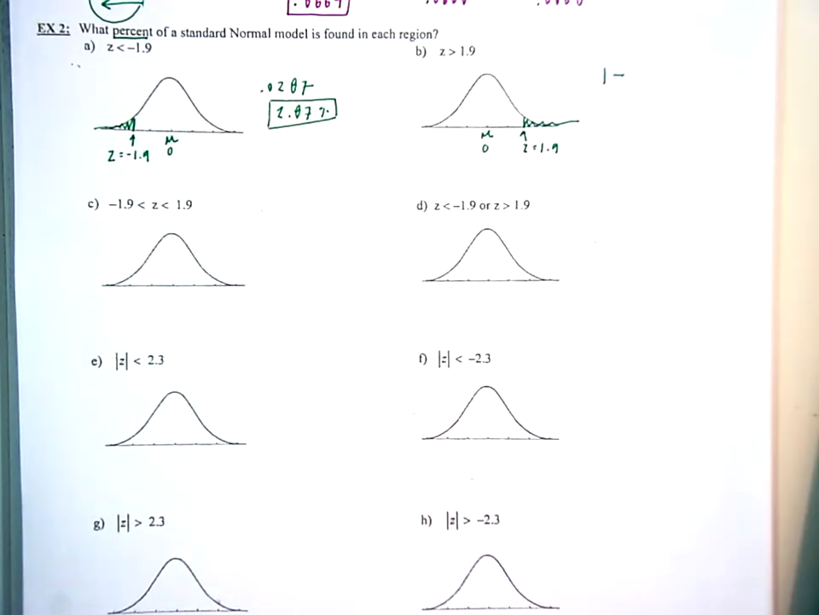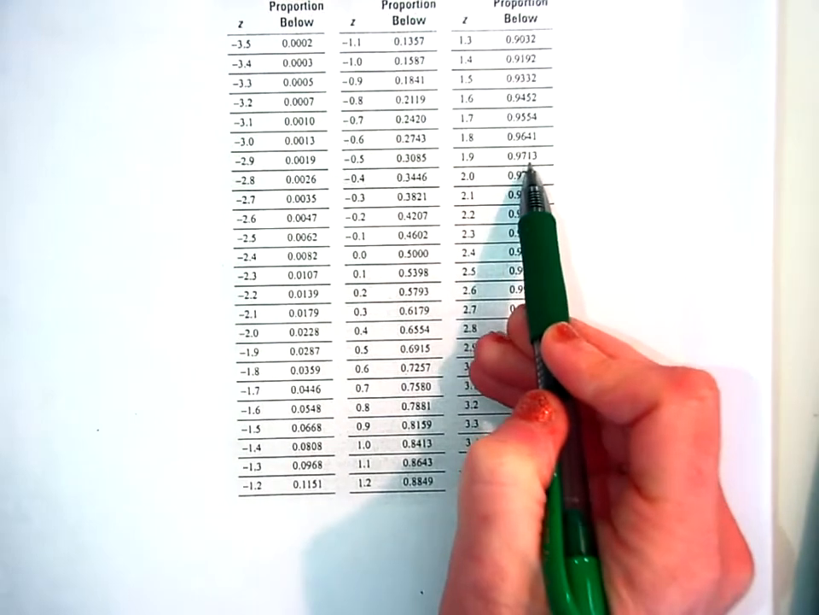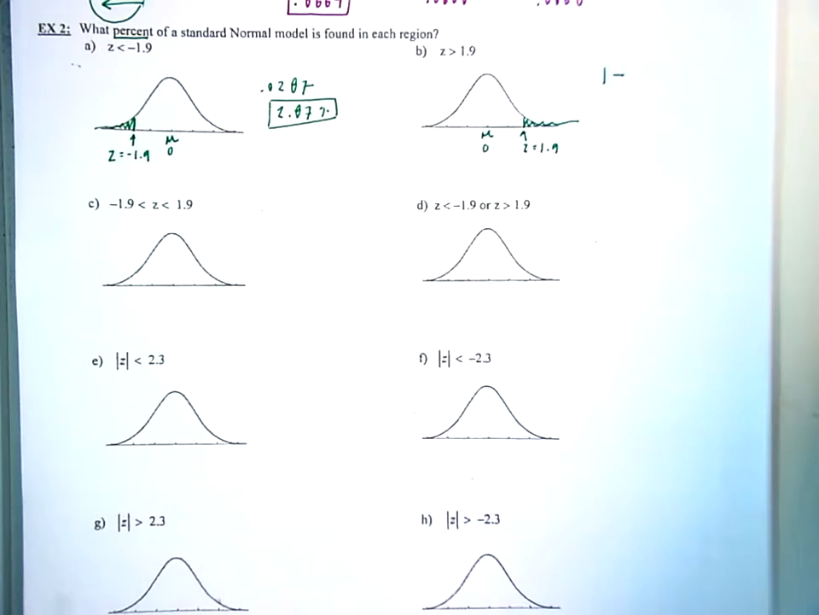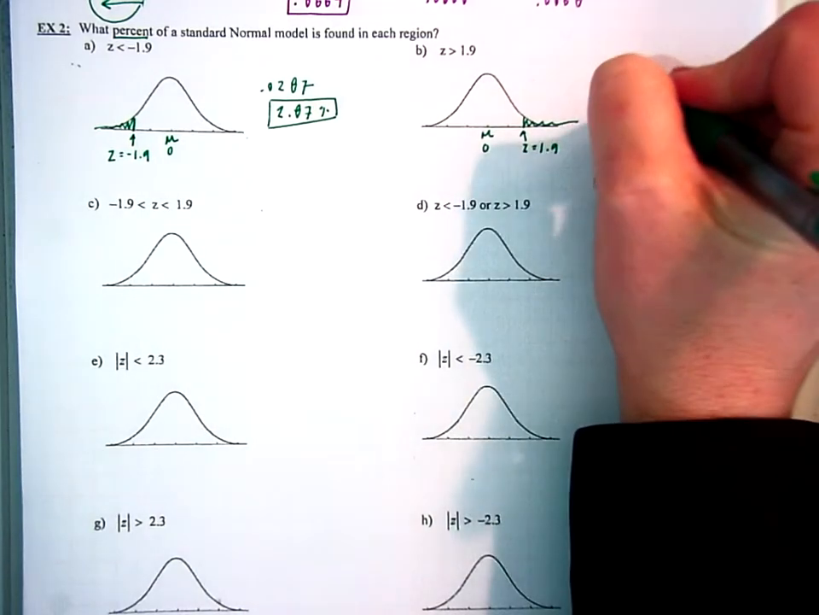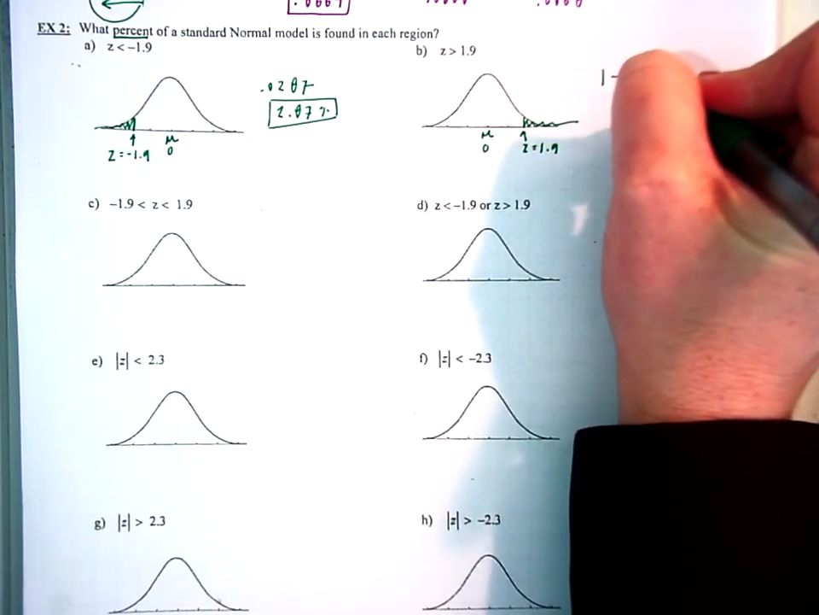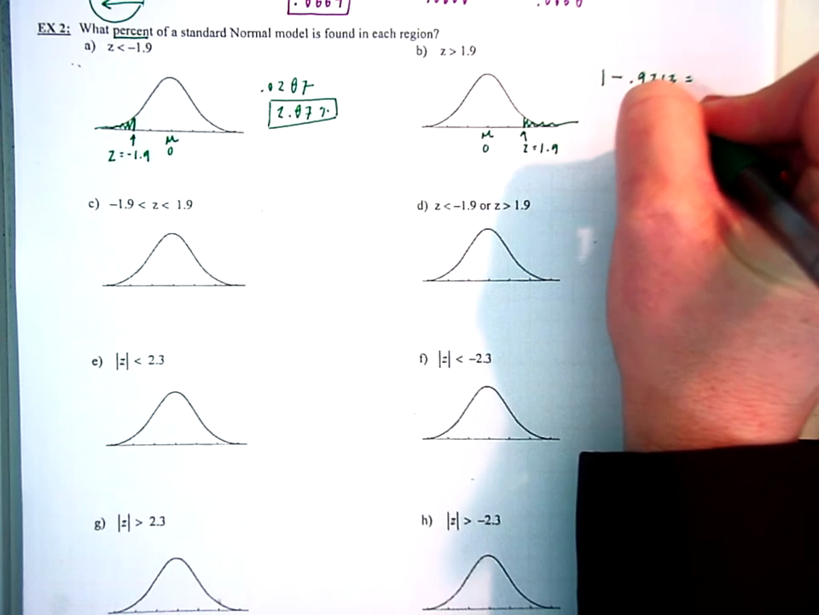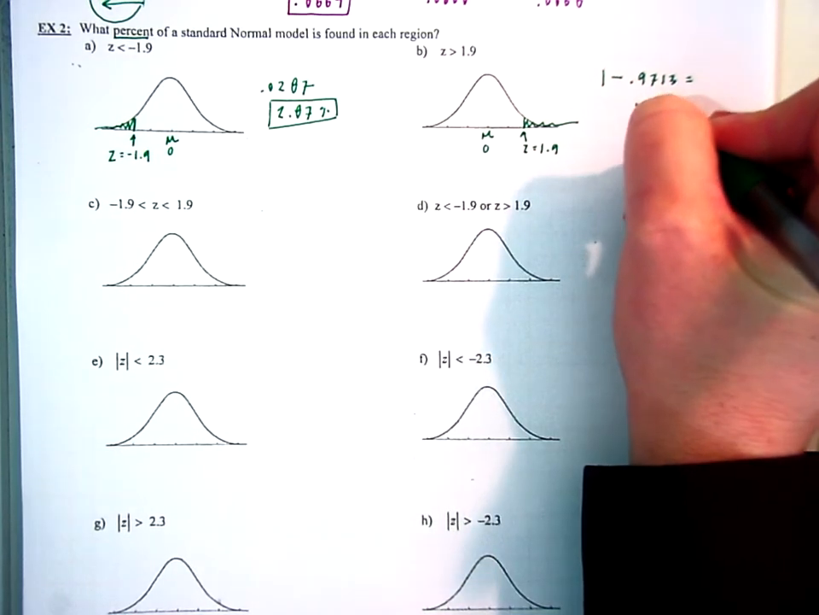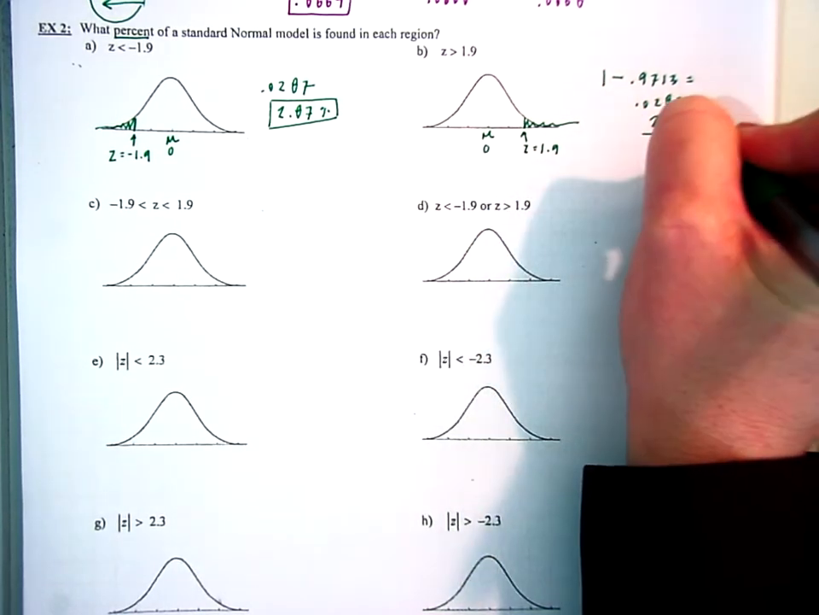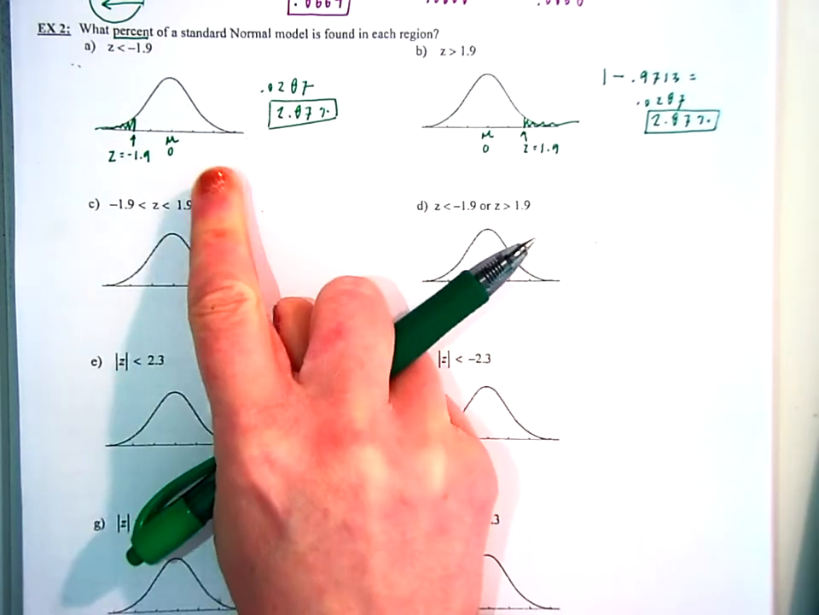So if I look up a 1.9, 0.9713, I have to subtract it from 1. And I should end up with 0.0287 or 2.87%, right? It's exactly the same thing that we saw over here.